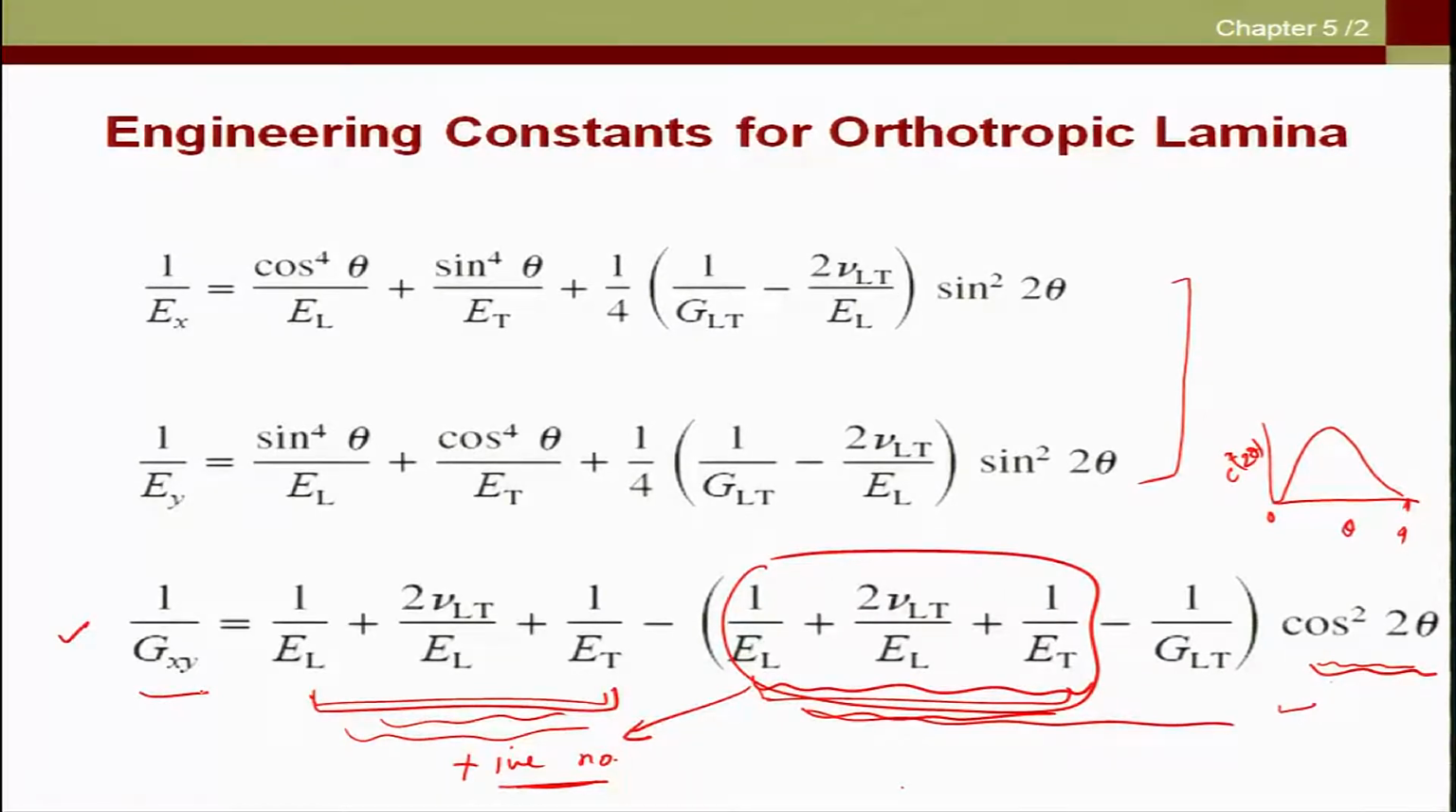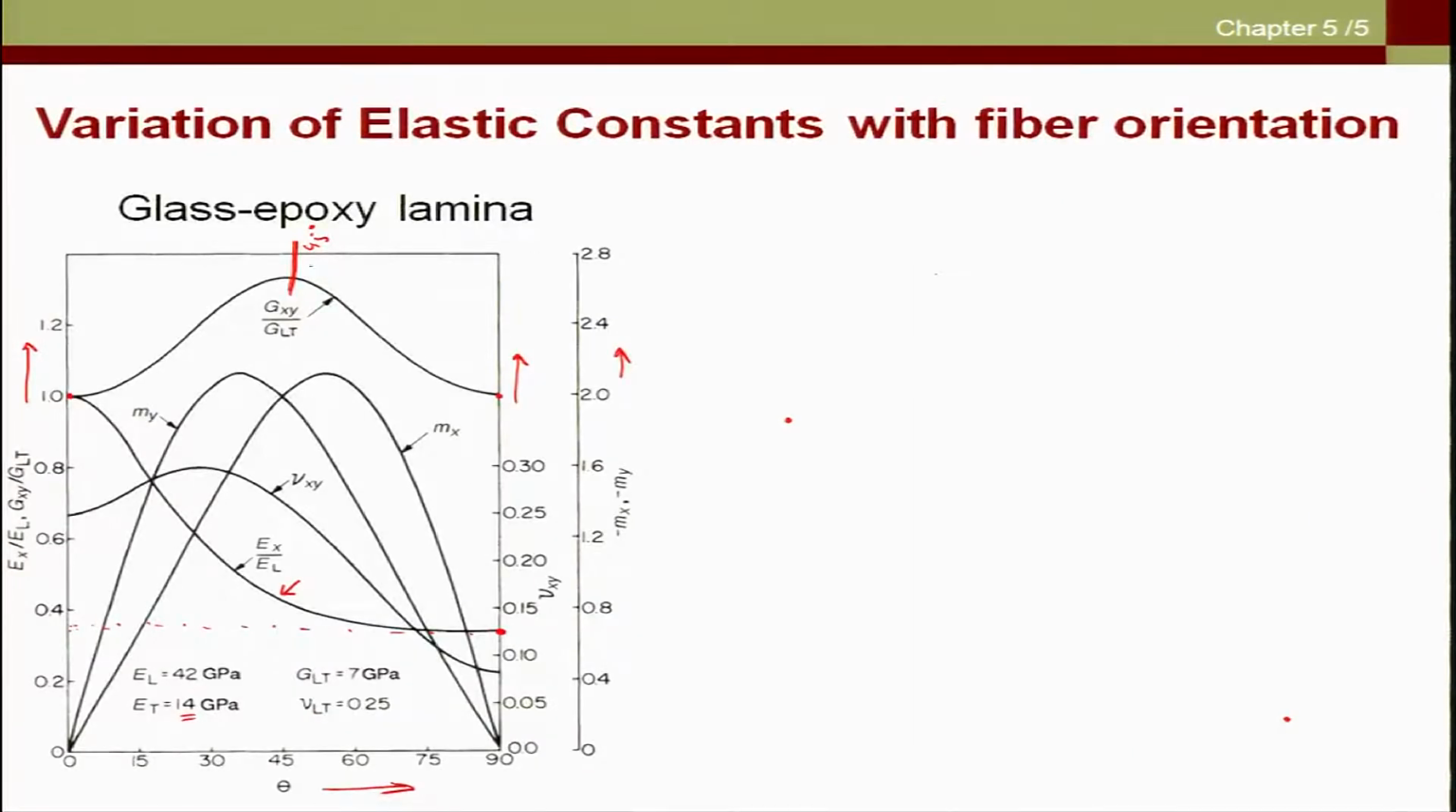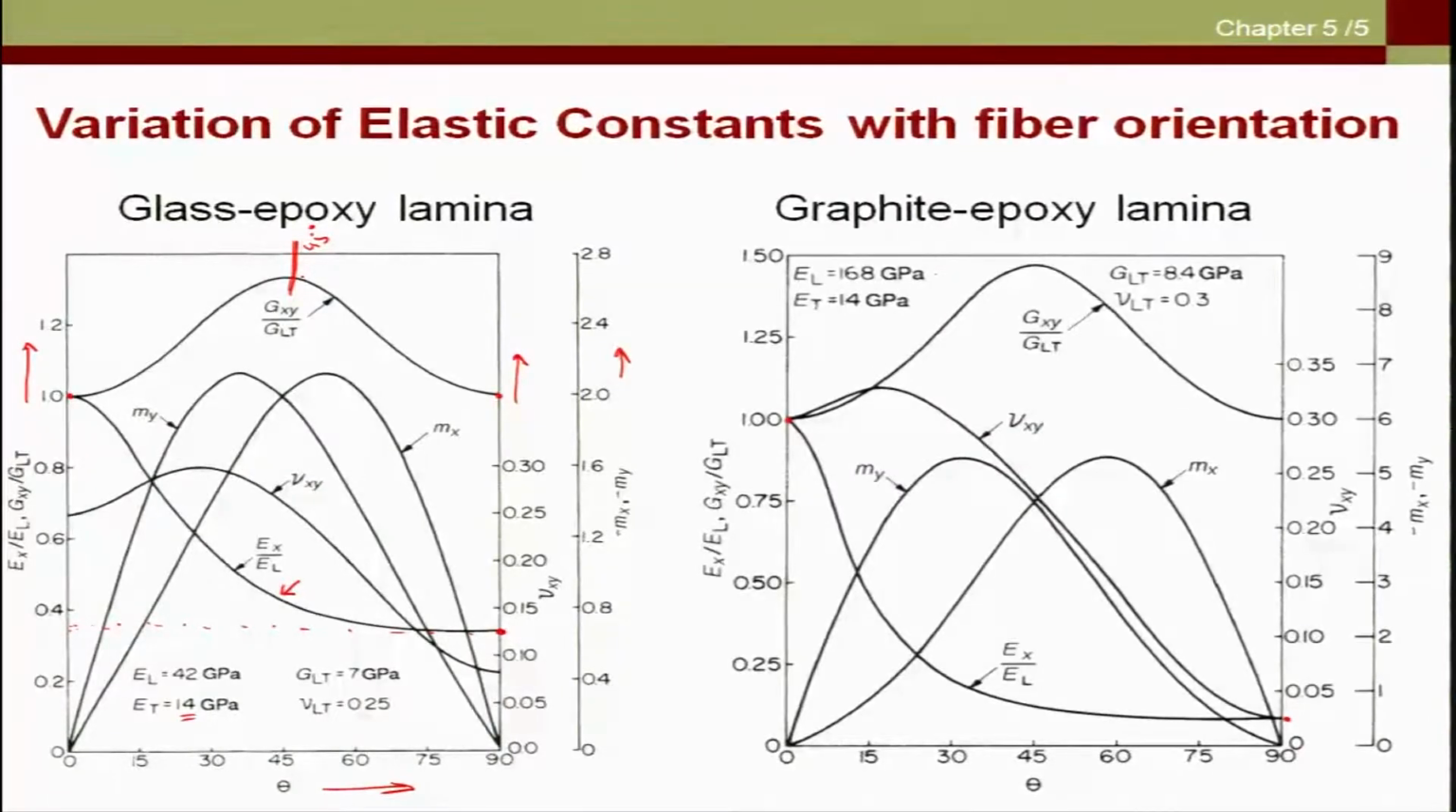So, this is the mathematical reason, and the physical reason for that is something we will discuss later, but because of this Gxy maximizes at 45 degrees, and this is not particularly true for a specific material, but it is true for all generally orthotropic materials. So, we will see that the same trend is true for graphite epoxy lamina and for glass epoxy lamina.